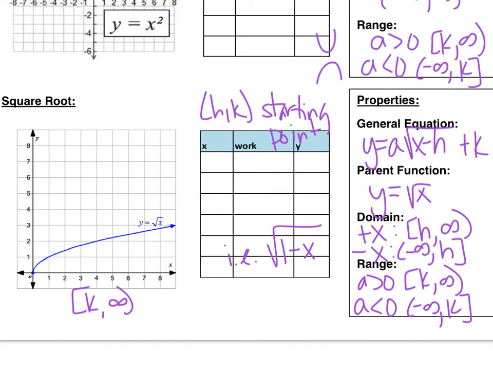Okay. All right, we have two more functions to look at. Then we're going to talk about how to find x and y intercepts, and we'll be done for this video.